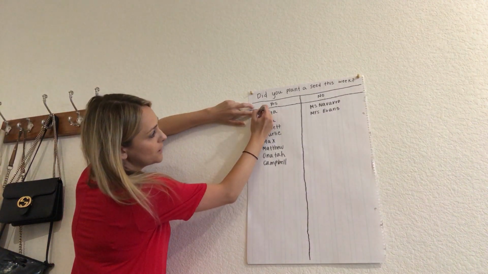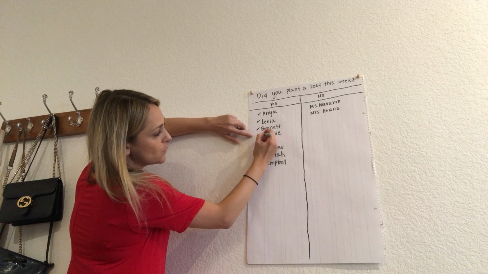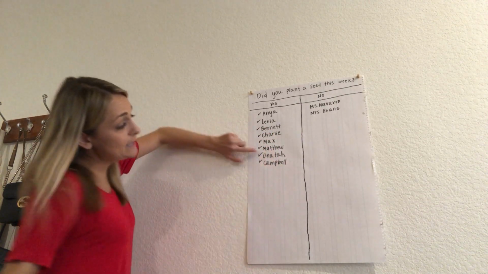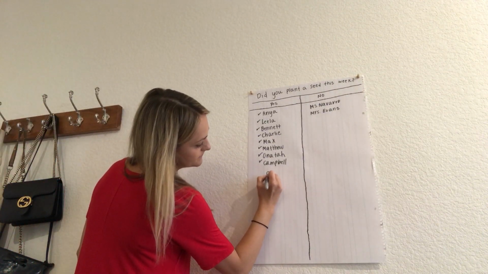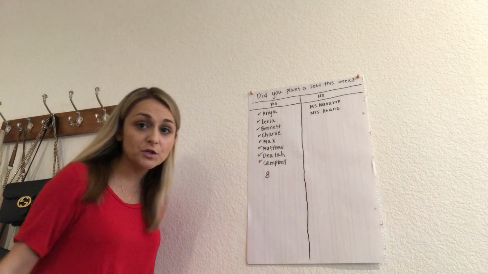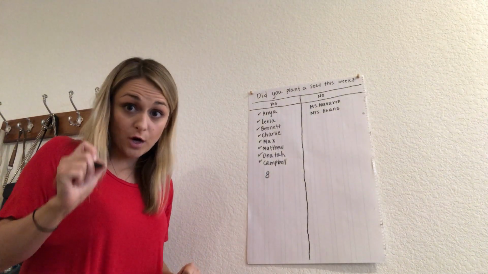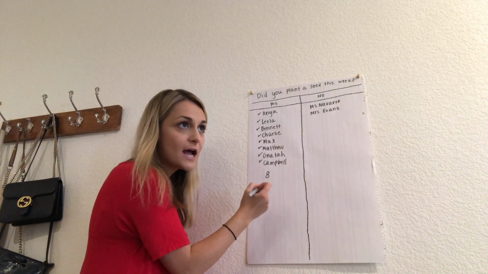So starting with Anya, we have 1, 2, 3, 4, 5, 6, 7, 8. 8 people voted yes. So I'm going to write the number 8. After I write the numeral 8, under that, I'm actually going to spell out the word eight. So spelling out the word eight, I'm gonna sound it out.